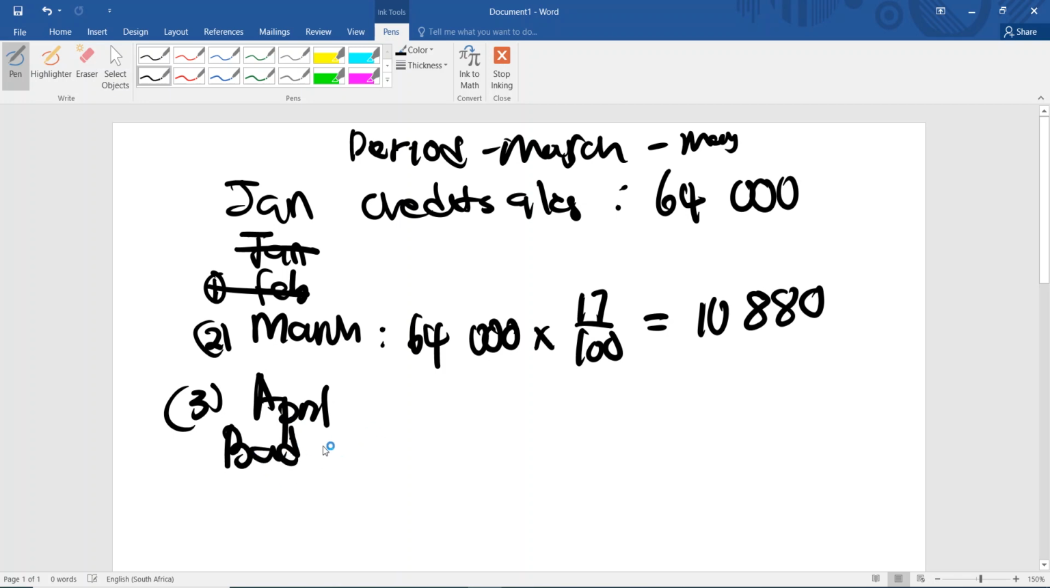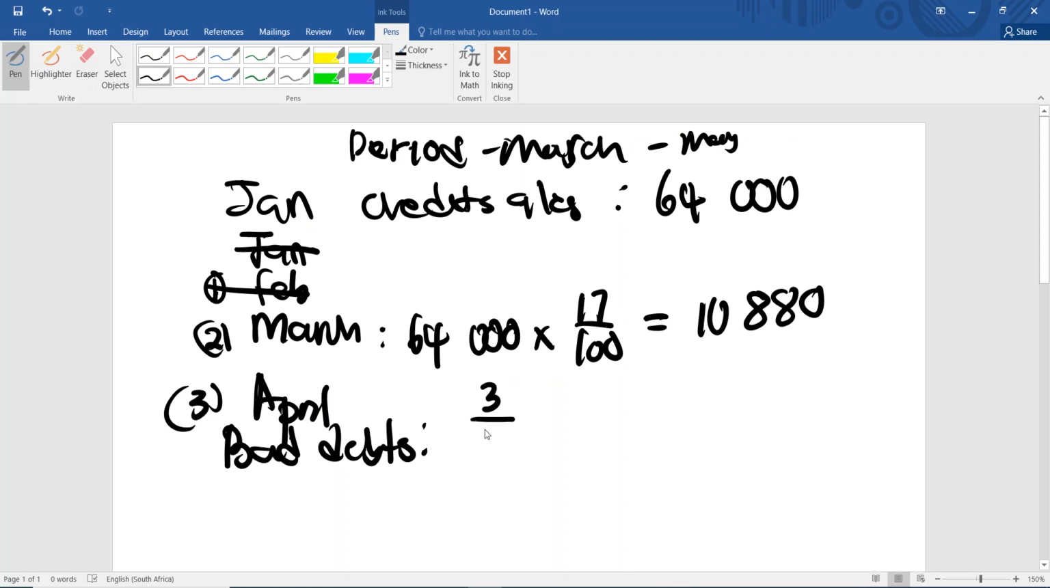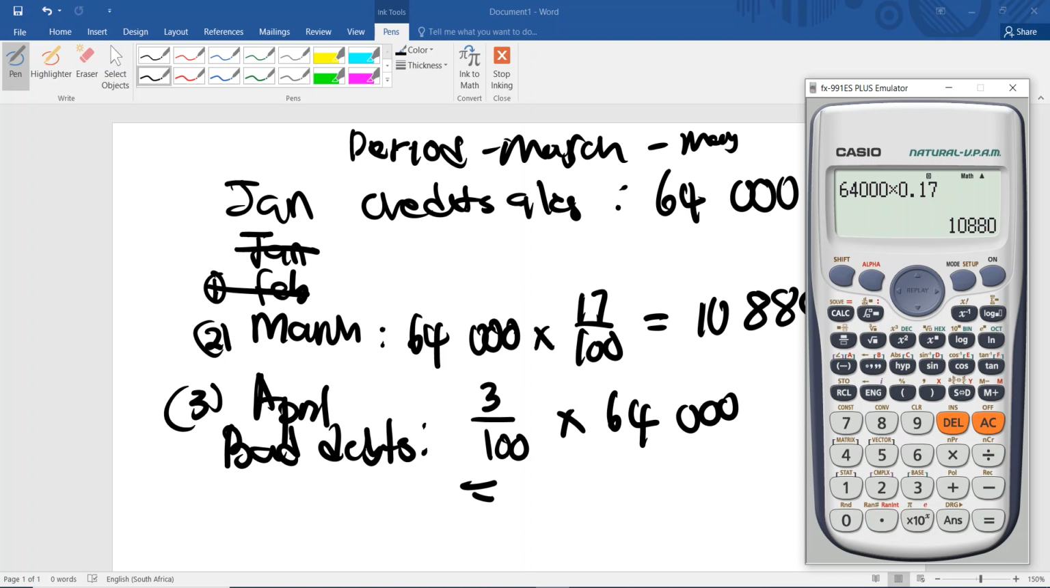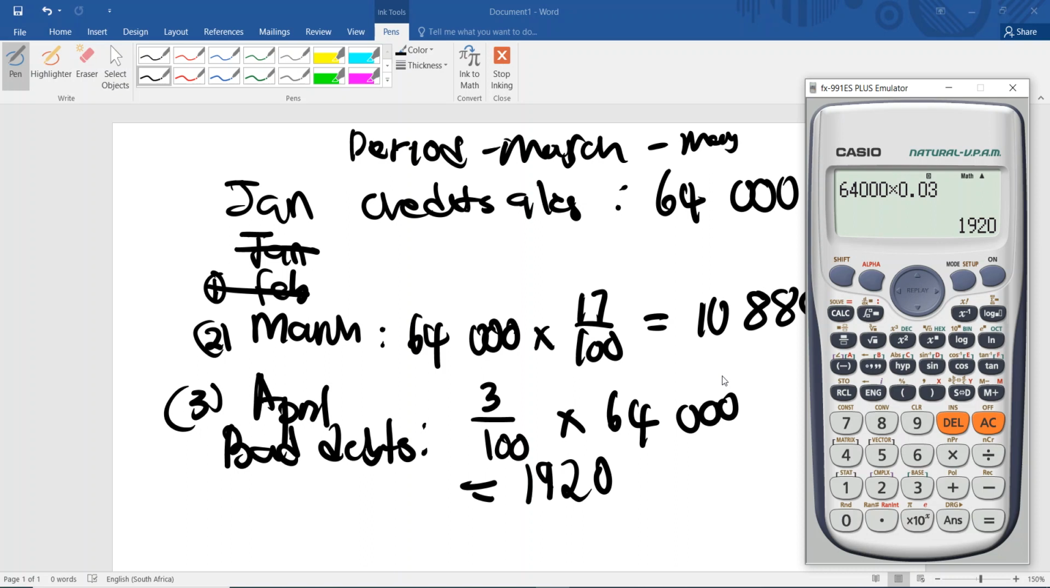And then in the third month, which is April, they're going to write off bad debts. Remember they told us about bad debts, what is the percentage for bad debts? So we need to check for that quickly. They said it's 3%, so we're going to say 3 over 100, and then we multiply it by 64,000, and it's going to tell us what is the bad debts that will be written off from the sales that took place in January. So 64,000 multiplied by 0.03 is going to give us 1,920. So meaning that we are not going to get 1,920 from our debtors, because these people will not be able to pay us.